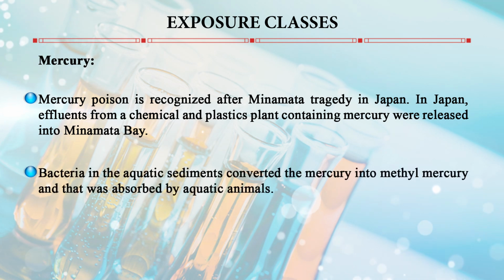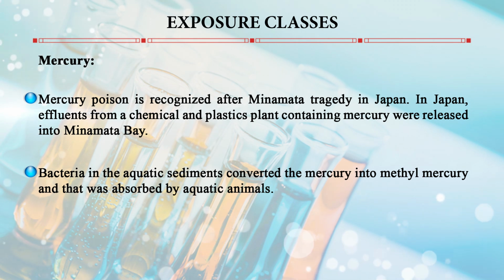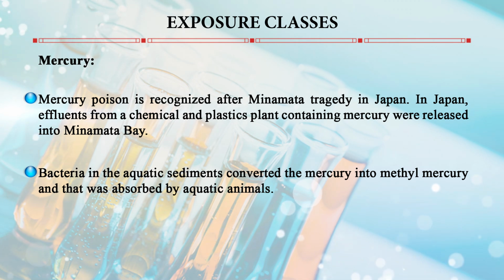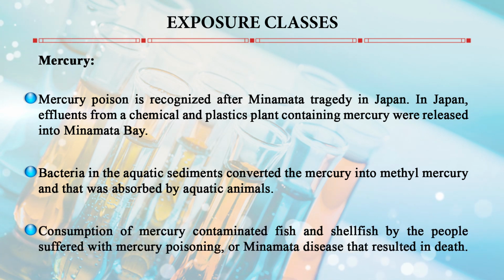So bacteria in the aquatic sediments converted this mercury into methyl mercury, and that was absorbed by the aquatic animals. So consumption of mercury-contaminated fish or shellfish by the people led to mercury poisoning, or Minamata disease, that finally resulted in death.